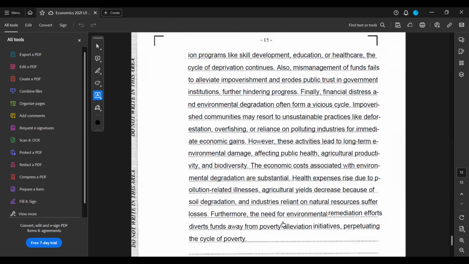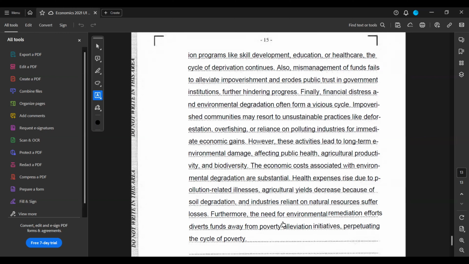Finally, financial distress and environmental degradation often form a vicious cycle. Impoverished communities may resort to unsustainable practices like deforestation, overfishing, or reliance on polluted industries for immediate economic gains. However, these activities lead to long-term environmental damage, affecting public health, agricultural productivity, and biodiversity. The economic costs associated with environmental degradation are substantial.